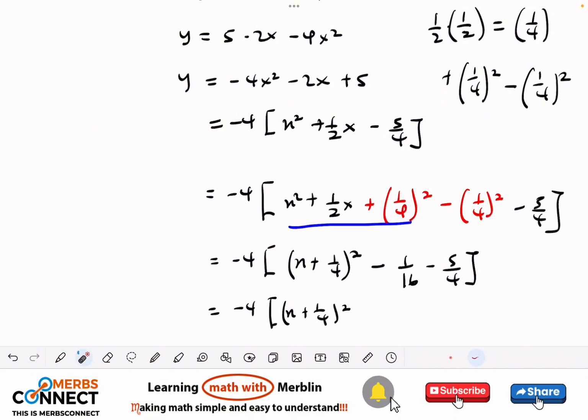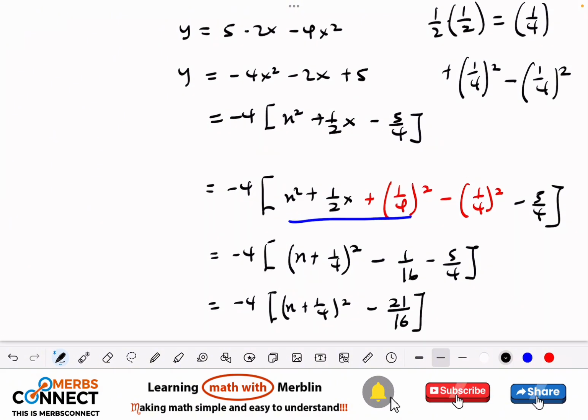Then when I simplify this, what is minus 1 over 16 minus this? I can write this as, for me to get 16 here, I need to multiply this one by 4 and this one by 4. So I'm going to have 4 times the top, which will be 20 divided by 16. So it will be minus 1 minus this one. So this is going to give us minus 21 divided by 16. Yes.